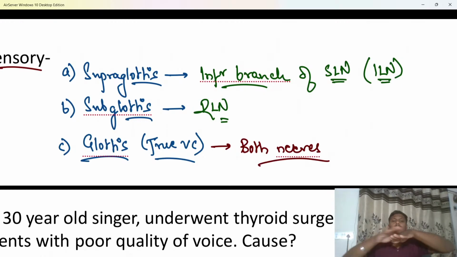That means the superior part of the vocal cords, the superior part of the glottis, will get the nerve supply from the internal laryngeal nerve. And the inferior part of the vocal cords, or inferior part of the glottis, gets the nerve supply from the recurrent laryngeal nerve. No issues till here, anybody? That is very clear.